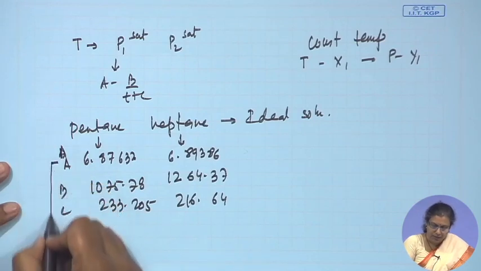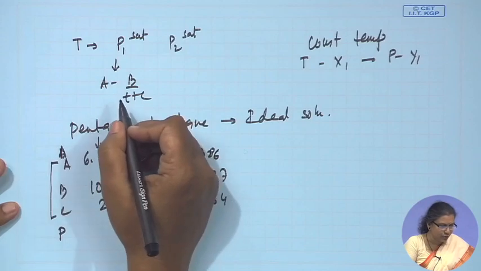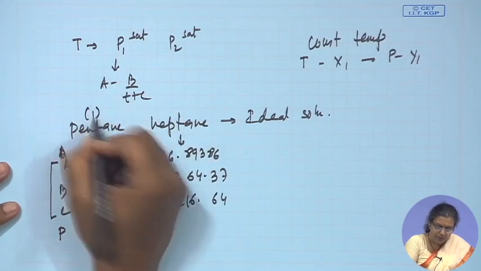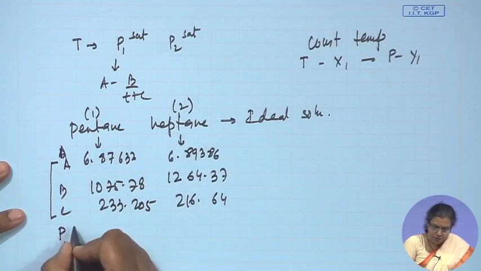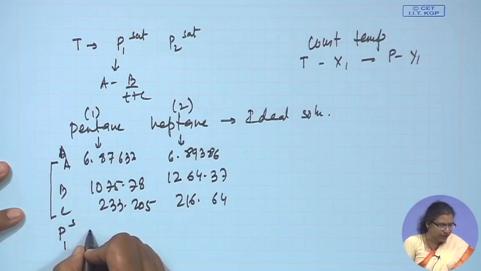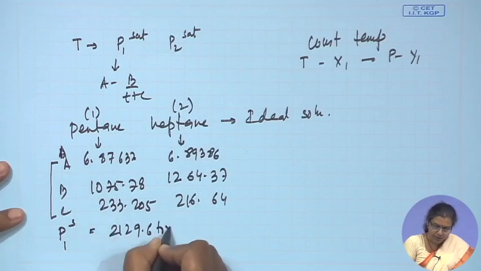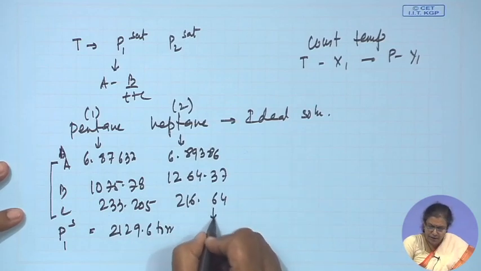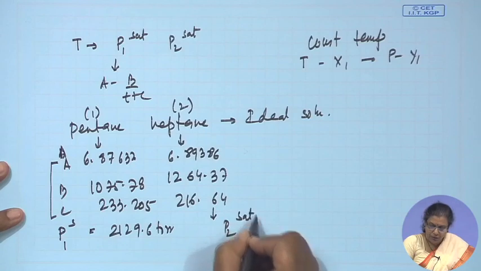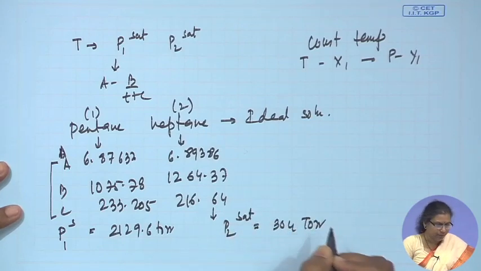So, I know for pentane what the Antoine constants are, and from these Antoine constants I can find out P. Suppose pentane is my component 1, and heptane is component 2, because otherwise I have to write pentane every time. So, this is P1 saturated. Just calculate it out and see what you are going to get. This is more or less, just check it, possibly 2129.6 torr. And the same way for heptane, we can find out P2 saturated. What is it? 304 torr, right.